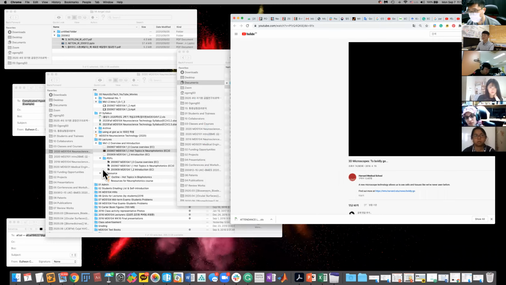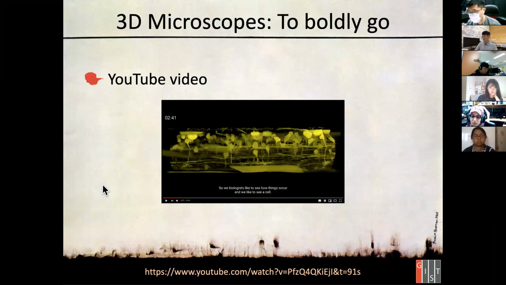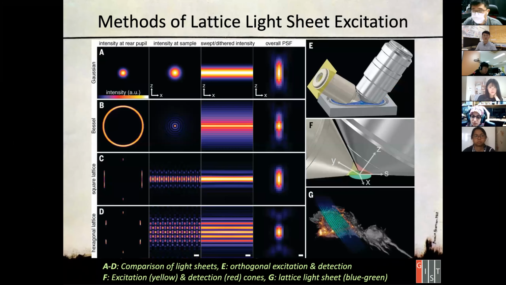Let's get down to... This is the miracle of being able to... Okay, so I think you'll see this. And so that lattice light microscope, to develop this you need to understand the engineering and the basic optics, how light works. And I just want to show the core of this.